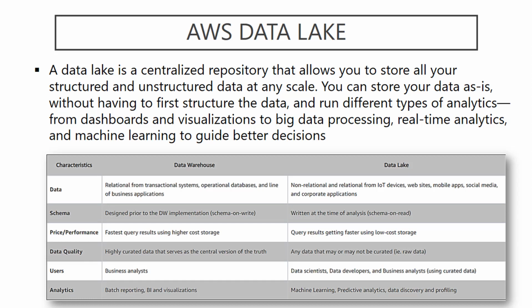Just a core difference between data warehouse and data lake. You can see this in the chart. For a data warehouse, as far as data is concerned, you have relational data from transaction systems, operational databases, and line of business applications, also known as LOBs. Whereas in a data lake, it's non-relational and relational data from IoT devices, websites, mobile apps, social media, and corporate applications. So you can see right off the bat the power of using the data lake infrastructure. Similarly, you have schema, price and performance, data quality, users, analytics, different characteristics, and you can compare them between the data warehouse and the data lake.